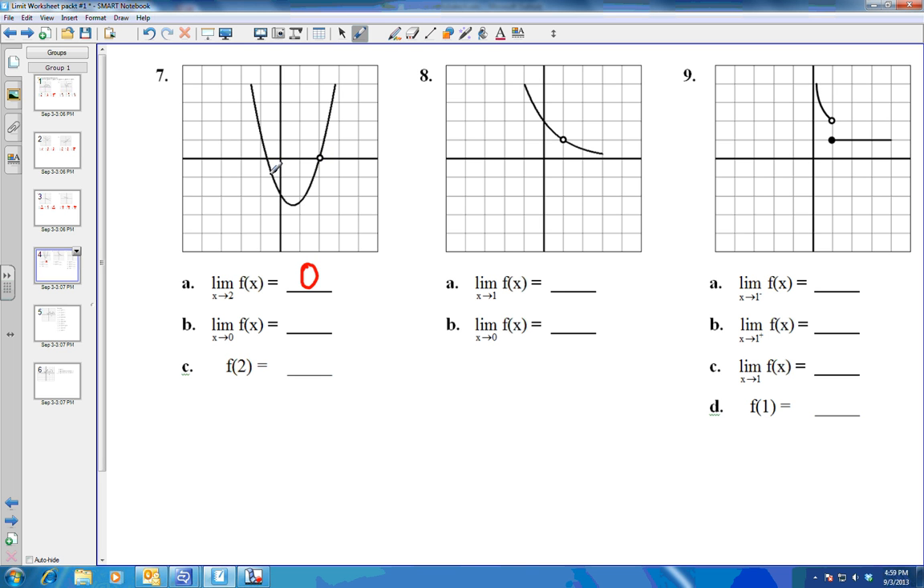I'm going to find the limit as x approaches 0, so I have to check both sides. Here I'm getting closer to negative 2. From the right-hand side, it's negative 2. Those places match up, so it's negative 2.